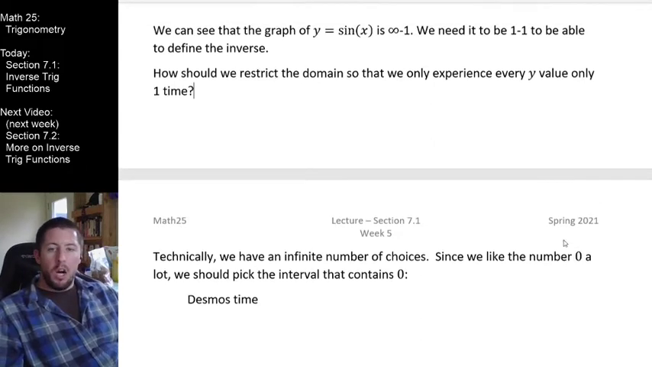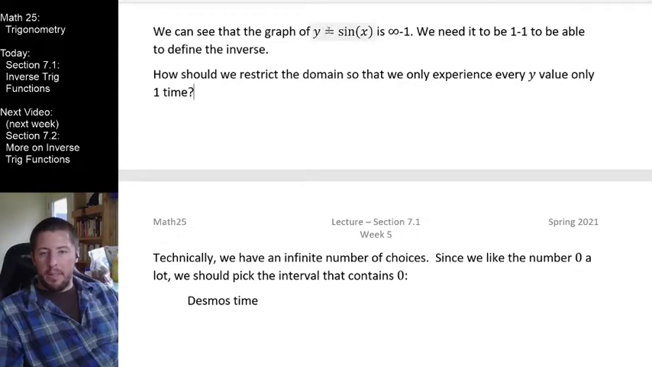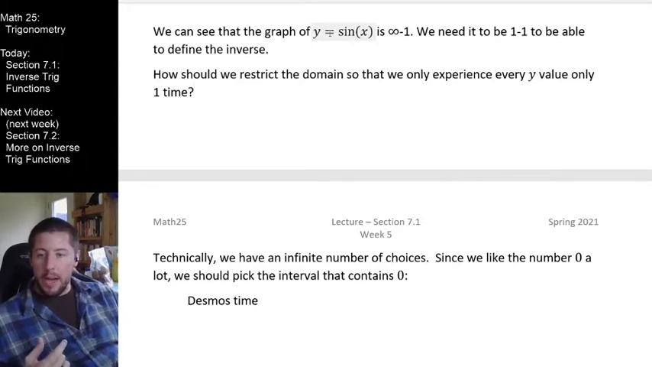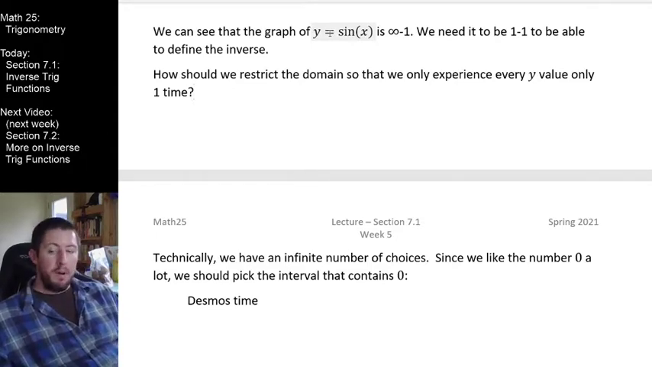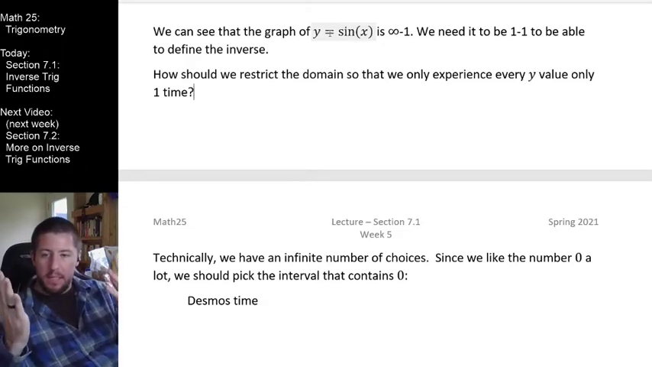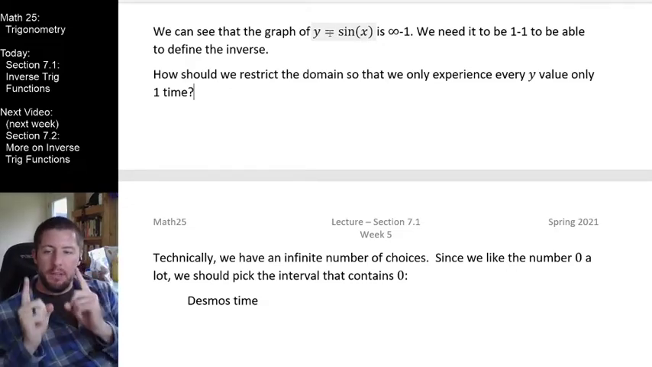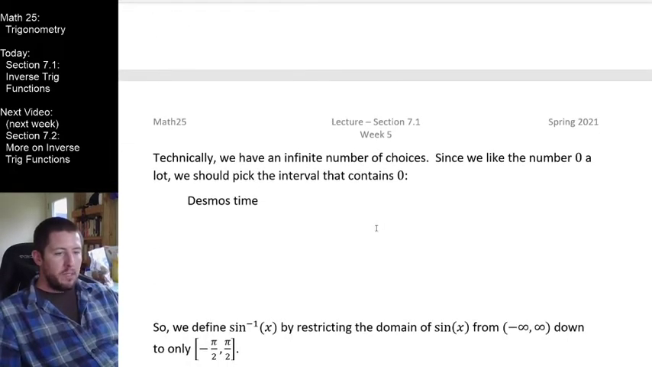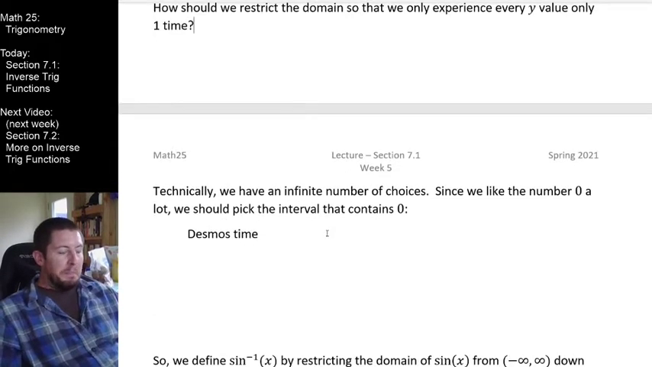So remember, our goal is that we want to look at the sine function. And what we want to say is, can we pick an interval of x values over which every single output from sine is achieved, but only once? Because if it's achieved twice, then when we try to work backwards, we don't know which of the 2 outputs we should be choosing. So let's take a look in Desmos and see what we can see.